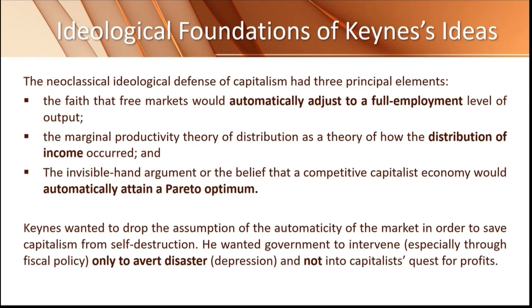Keynes wanted to drop the assumption of automaticity of the market in order to save capitalism from self-destruction, especially the automatic price adjustment, right? He wanted government to intervene, especially through fiscal policy, because of, again, this sticky price and other things, right? Only to avoid disaster, deflation, and not into the capitalist quest for profit. Here, again, as mentioned just now, government expenditure must not compete with the private sector, right? So government expenditure to intervene is to avoid disaster, avoid recession, avoid deflation, and not into the capitalist quest for profit.